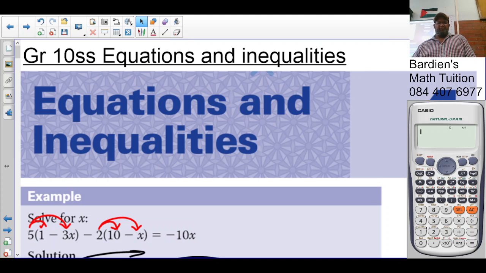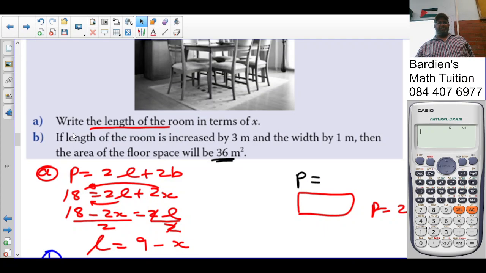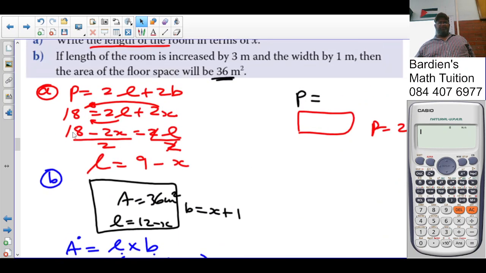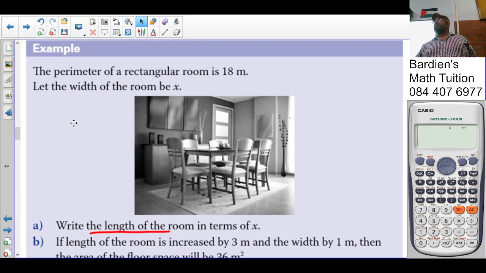Good morning, class. So today we're looking at equations and inequalities. Now last lesson we looked at quadratic equations, correct? Now we're going to look at, we have done the word problem. I don't think I got through the word problem during our lesson.